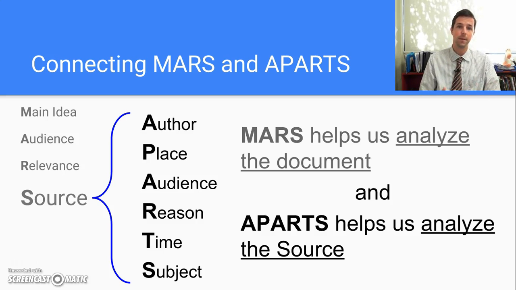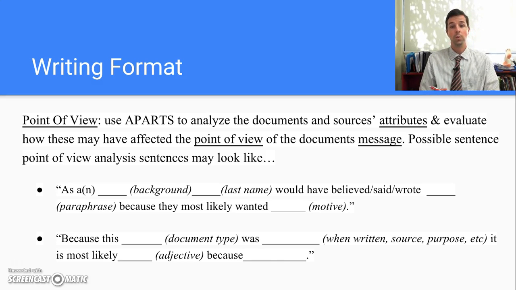The first one is MARS: main idea, audience, relevance, and source. That helps me to analyze a document. And then when I go down to determine the point of view, or to analyze further the source, I use APARTS: author, place, audience, reason, time, and subject. So again, MARS helps us analyze the document. APARTS helps us analyze the source. APARTS helps us to determine the attributes and the point of view of a source that affects the message, right? Affects what the person says.